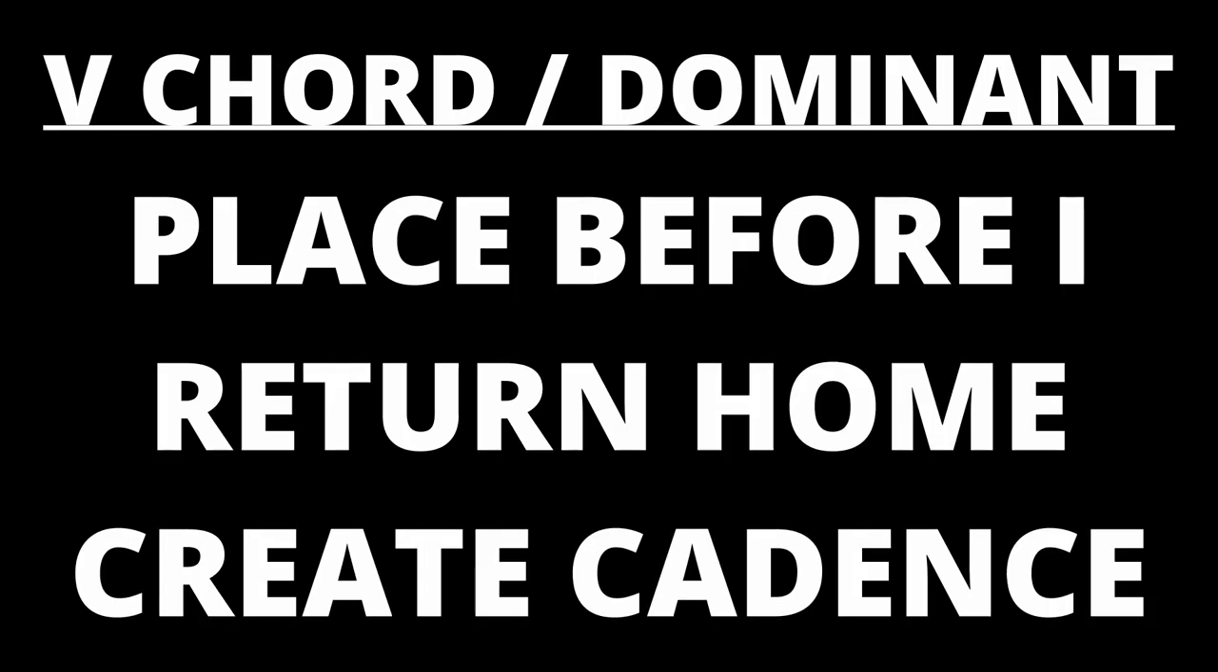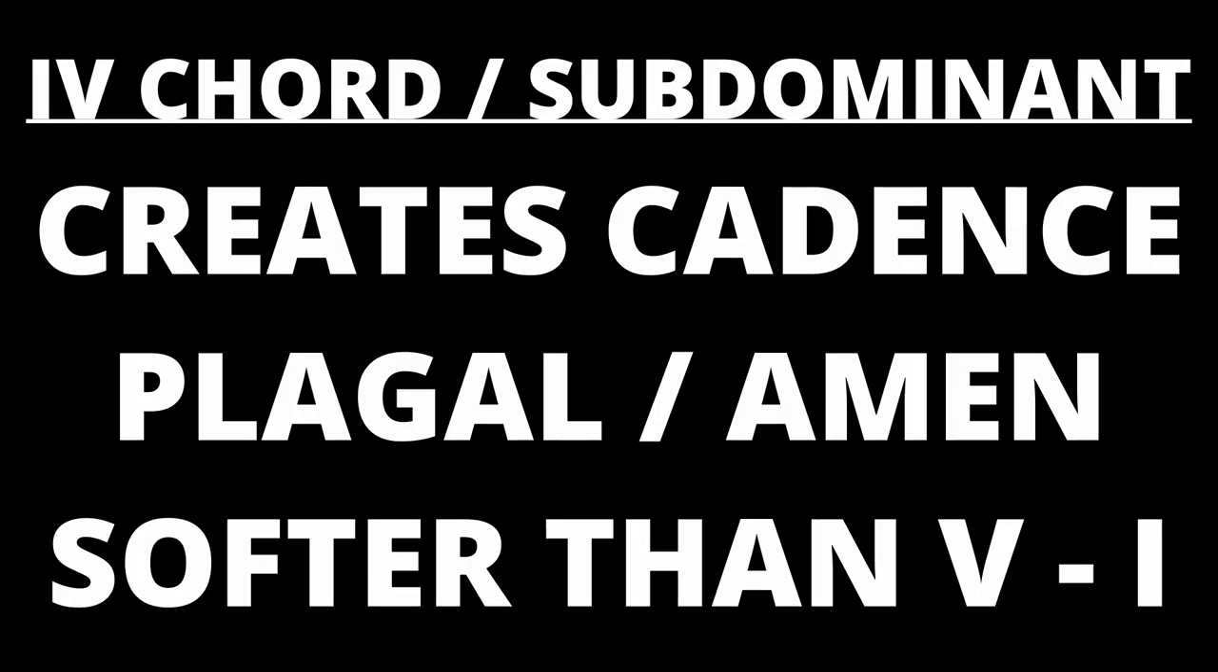After chord 1, the 5 chord is the second most important. When placed before the 1 chord, it helps to generate the powerful feeling of returning home. This sense of resolution is often referred to as a cadence. A cadence can be strong or weak, depending on the impression of finality that it brings. The 4 chord can also be used in the cadence when moving back to the 1 chord. You may know this as the plagal cadence or the amen cadence. It has a slightly softer or more subtle feeling than the 5-1 change.